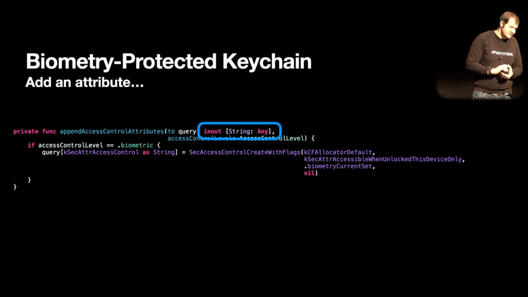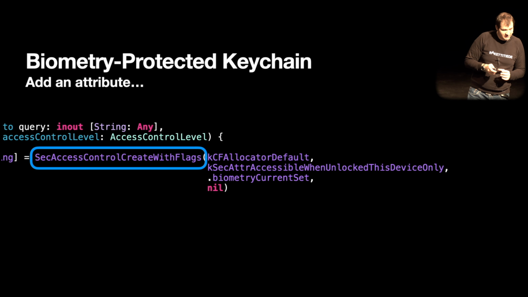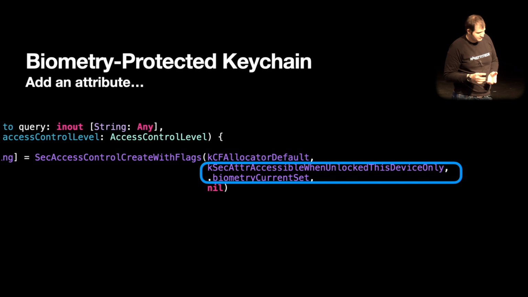And the most important part here is that this in-out parameter allows us to just run the query through multiple methods that modify the query in a certain way, and we will just write into the same query. We will not have to create a copy like normally with Swift. And we just need to add this access control flag, and the flag is called when unlocked this device only with biometry. So we need to add this biometry current set.